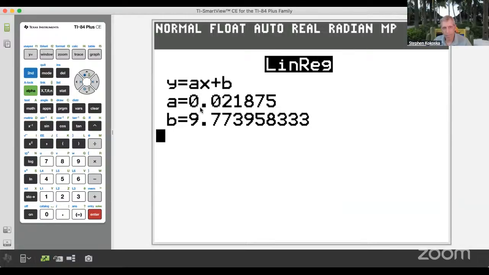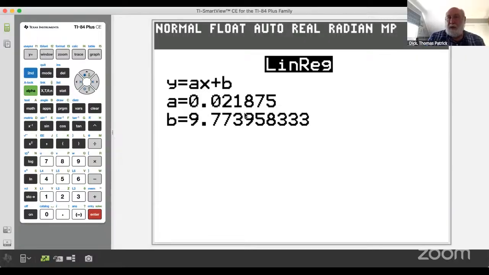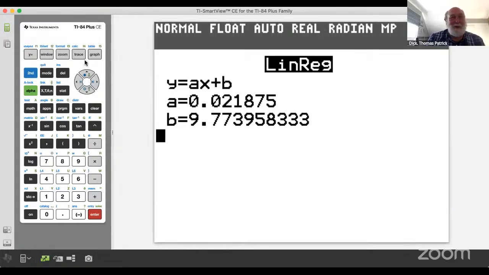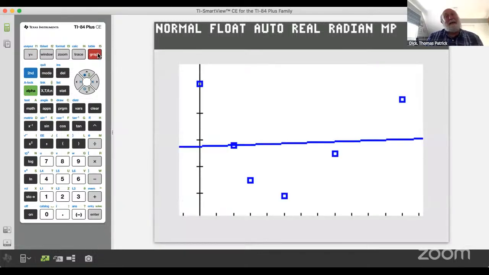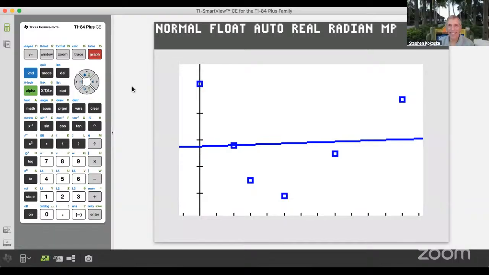Wow, that A value, I think in this case A is the slope. It looks like it's going to be really close to horizontal because that A value is absolutely close to 0. I wonder what it looks like if we actually try to graph it. Let me go to Y equals. There it is, stored in Y1. So if we graph this, we're going to graph both the line and the scatter plot together. And there we go.